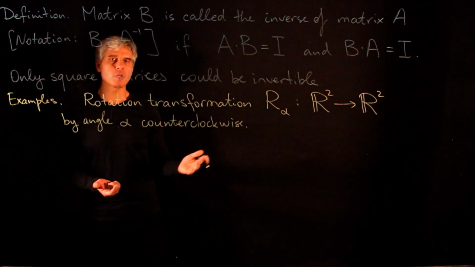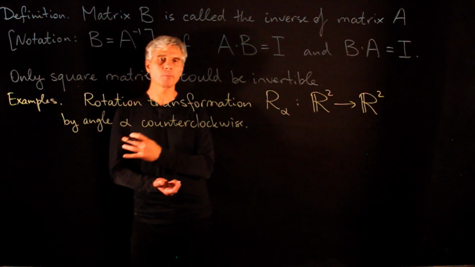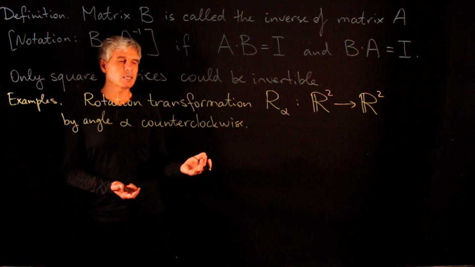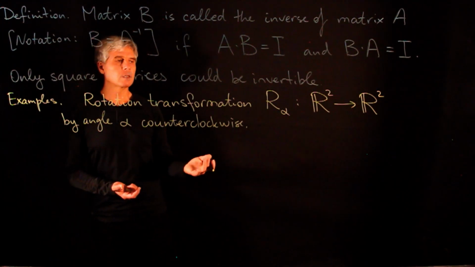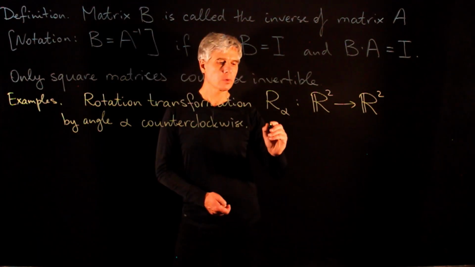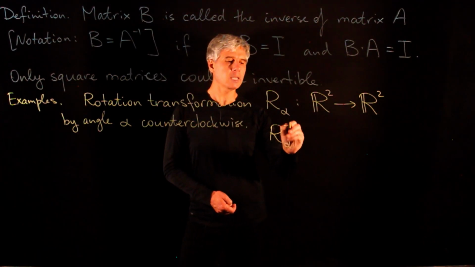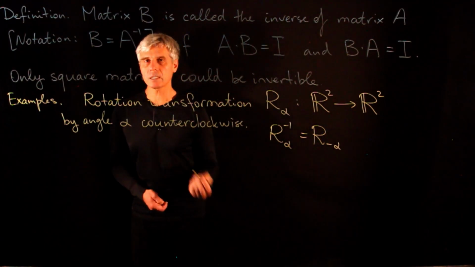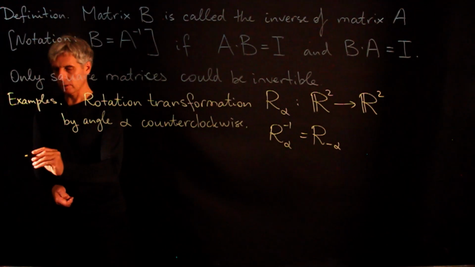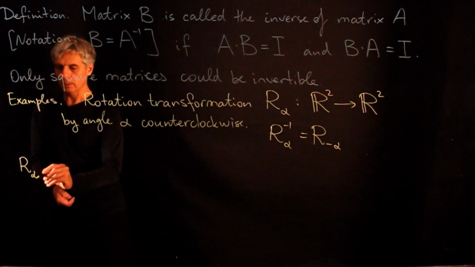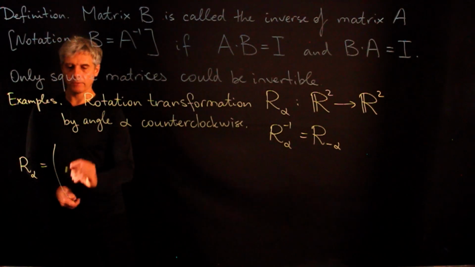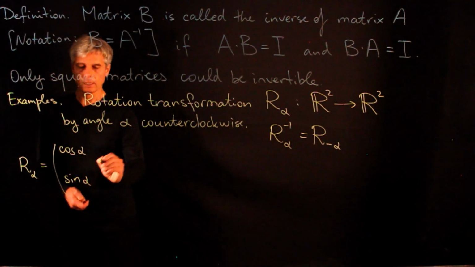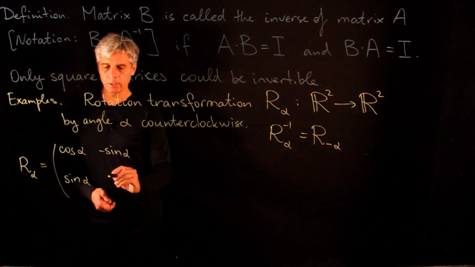To undo this transformation, clearly we need to rotate the plane by angle alpha clockwise. So this is the same as saying, rotate the plane by angle minus alpha. So this means that R alpha inverse is equal to R minus alpha. Let us look at the matrices of these transformations. So the rotation matrix is the following: cos alpha, sine alpha, minus sine alpha, cos alpha.